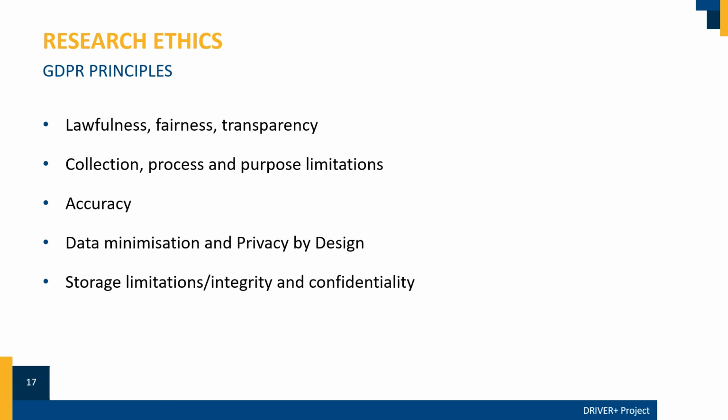Collection, processing, and purpose limitations. The GDPR states that personal data can only be obtained for specified, explicit, and legitimate purposes. Further, data subjects should be able to consent only to certain parts of research projects to the extent allowed by the intended purpose. Accuracy. Data must be accurate and, where necessary, kept up to date. Data minimization and privacy by design.